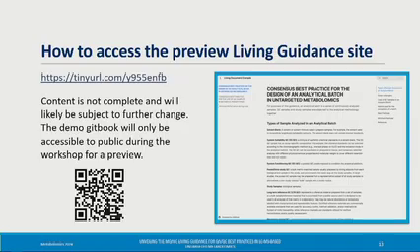Okay, I'll give everyone a couple of minutes to browse the living guidance document. If that QR code or TinyURL doesn't work, please let me or one of the organizers know. We can come over and help, but I'll let everyone have a browse.